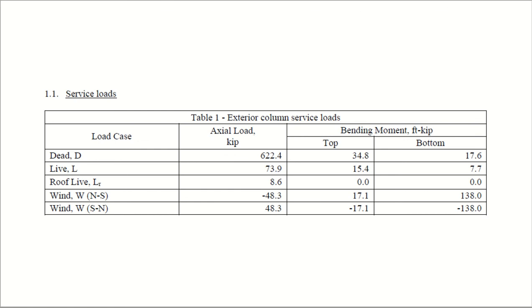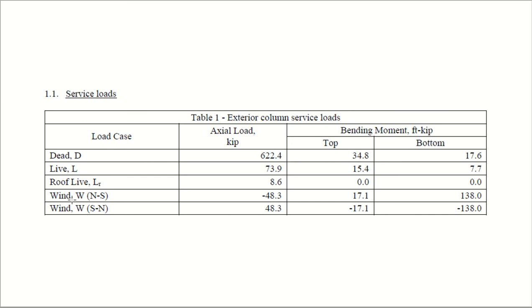Okay, so starting with the first step, the service loads. On the exterior column service loads, you have different load cases: dead load, live load, roof live load, wind load north south, and then south north. The axial load in kips on the column. So you have distributed the loads given to you on the previous slide on each column. You are getting these types of loads.